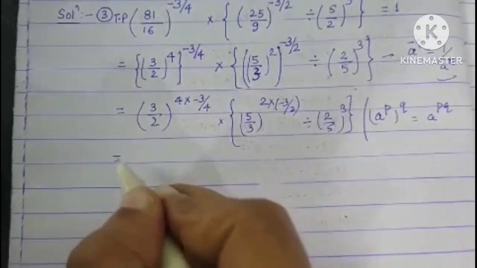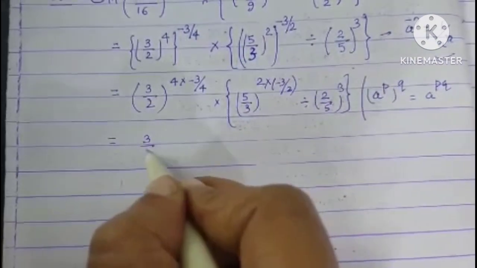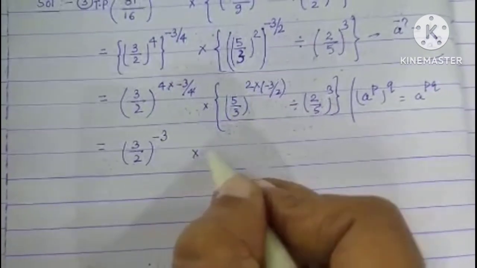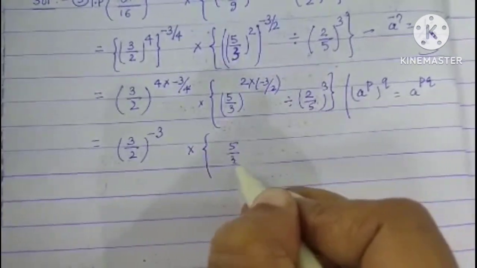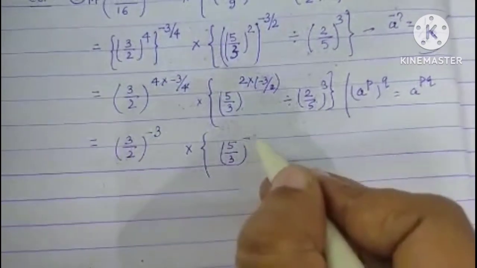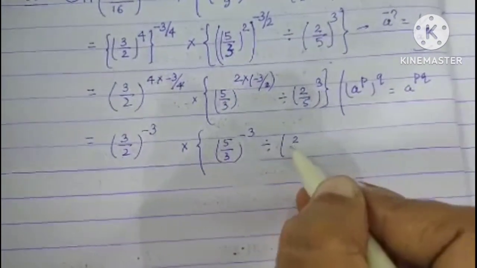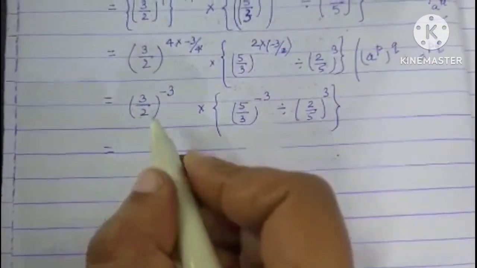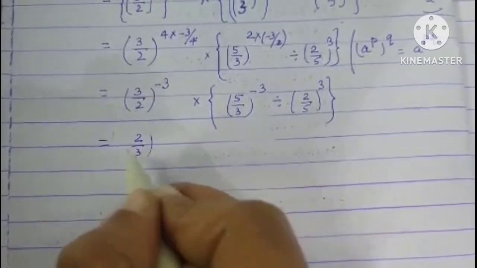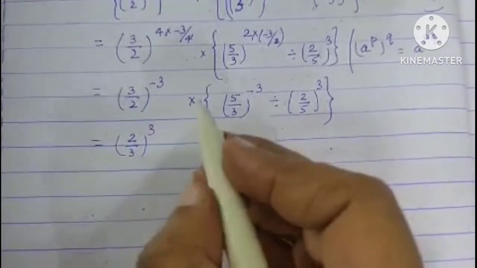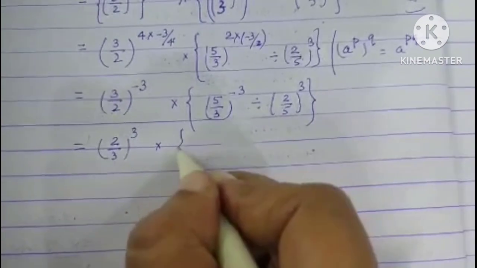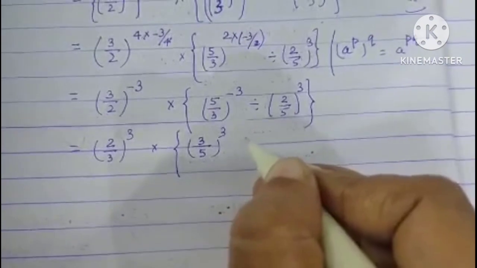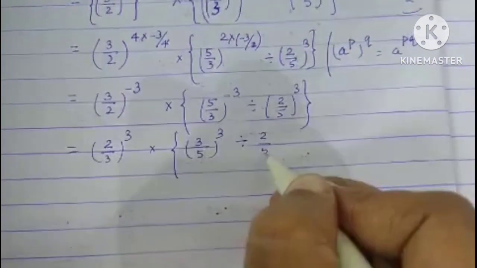Okay, now this one will become 3 by 2, and this 4 cancels, to the power minus 3. Now multiplied by 5 by 3 to the power minus 3, and this I divide 2 by 5 power 3. Okay, same thing we will do here. We can write it 2 by 3 power 3, just inverse it. Here also 3 by 5 power 3, and divide by 2 by 5 power 3.